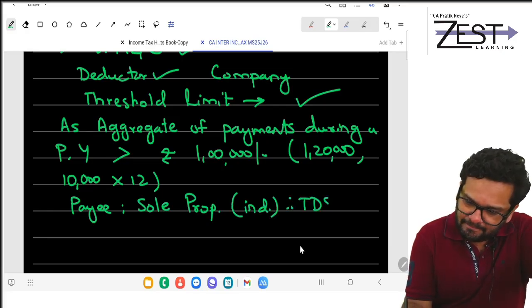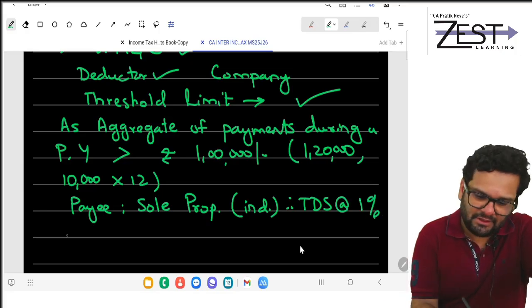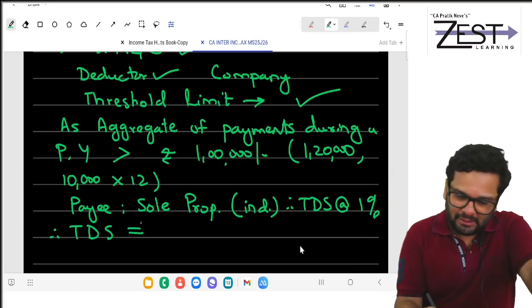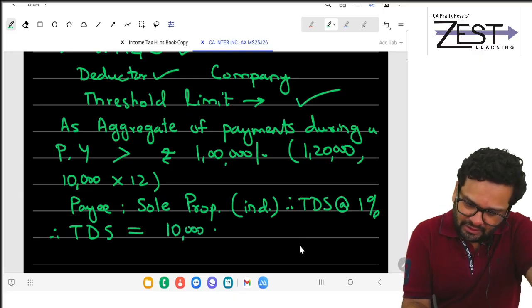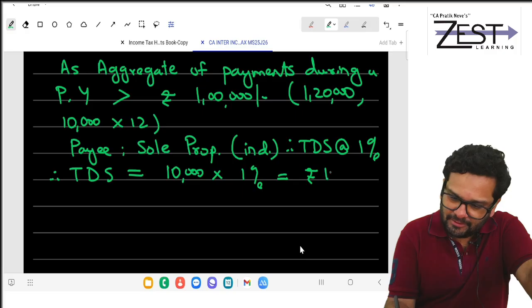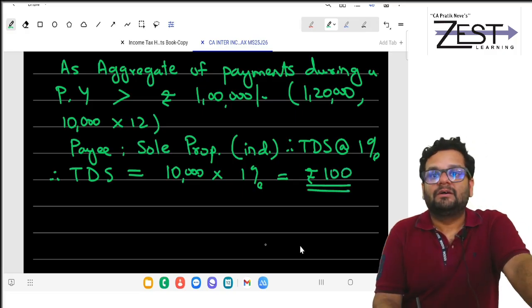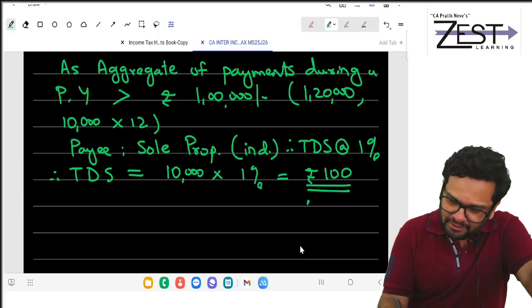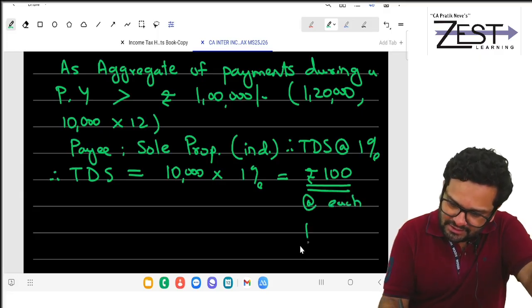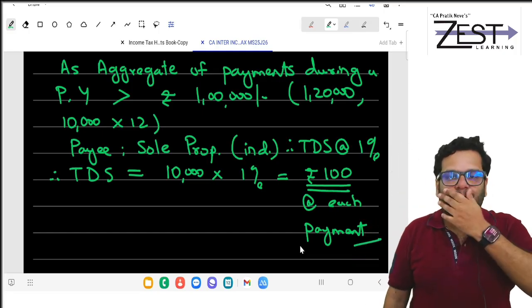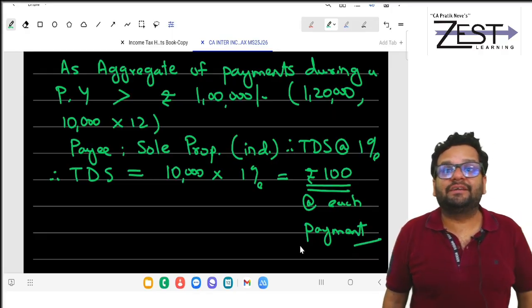So TDS at 1%. Therefore, finally, TDS amount will be 10,000 into 1% equal to rupees, how much? 100. Rupees 100 TDS will be done at each payment, from day 1, because they know aggregate is going to exceed 1 lakh.